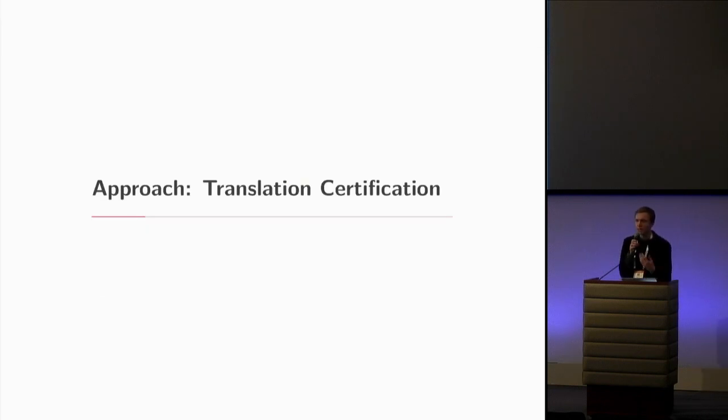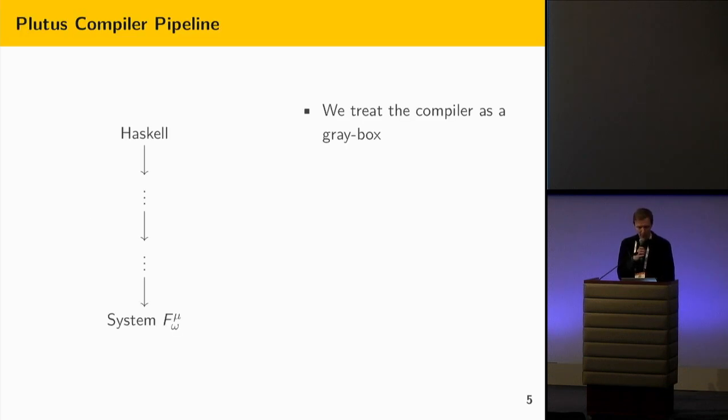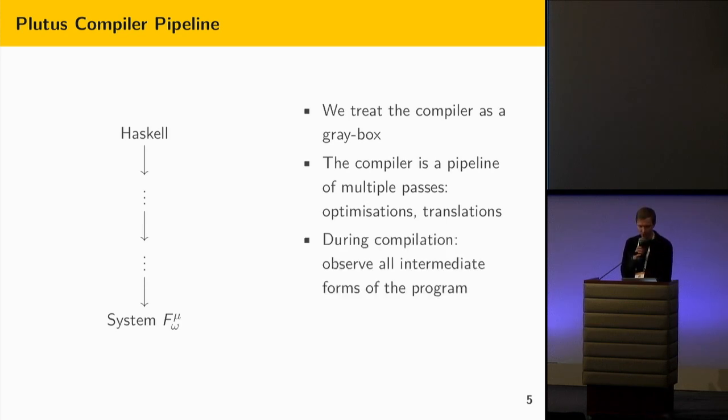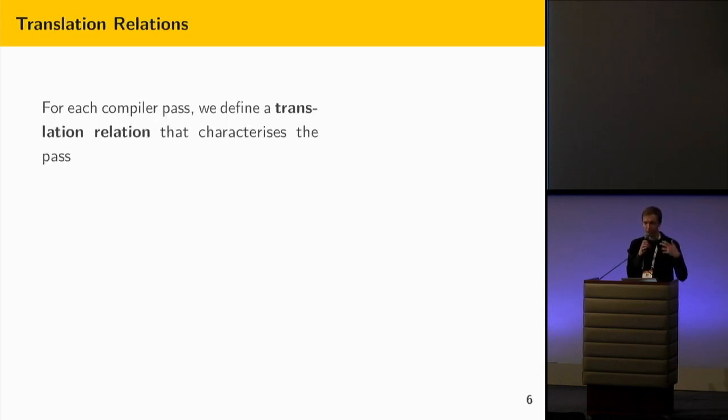The approach we're taking, we're calling it translation certification, and it's based on the well-known idea of translation validation. So what we're doing is we're treating the Plutus compiler as a gray box system, and the compiler is a multi-pass pipeline with optimizations, translation steps, etc. What we do is when the compiler runs, we dump all these intermediate forms of the program, and then we build a system on top of this.